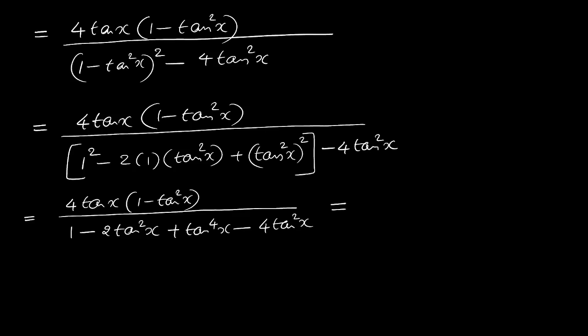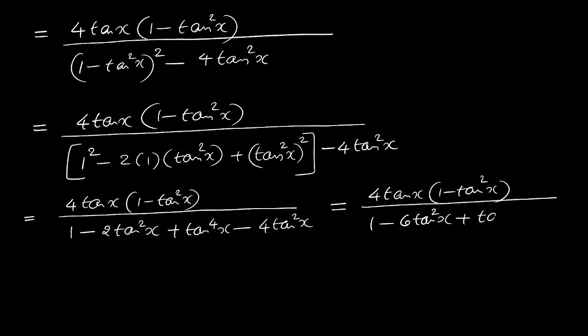I am going to write the last step. 4 tan x into 1 minus tan square x by 1 minus, here minus 2 tan square minus 4 tan square, will be minus 6 tan square plus tan raised to 4x. This is RHS. So all of you please write down. Please ask if you have any doubts.